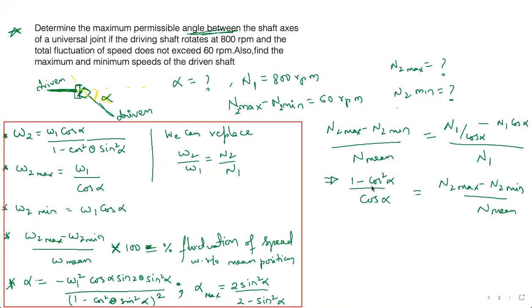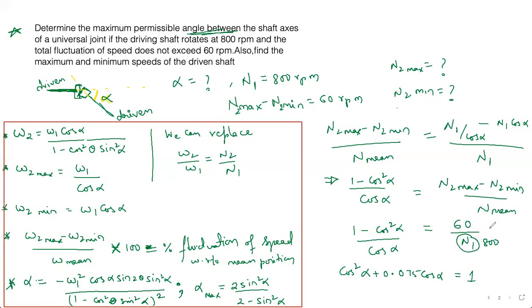So now what I'm going to do is, already N2 max minus N2 minimum is given as 60 RPM, and N mean is equal to N1, right? N1, what is N1? Already given as 800 RPM. So here also I'm going to substitute 800 RPM, and then I'm going to get 1 minus cos square alpha divided by cos alpha. You just do the calculation and substitution. You are going to get the form cos square alpha plus 0.075 cos alpha is equal to 1. This is what we are going to get.